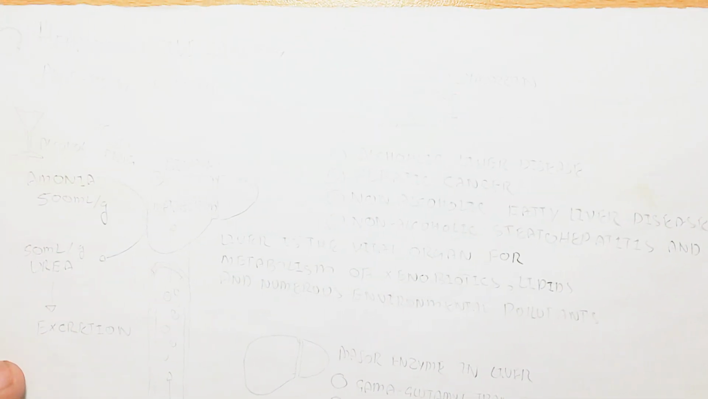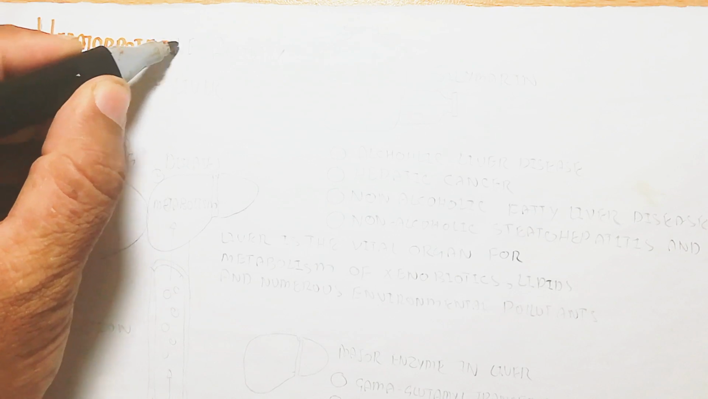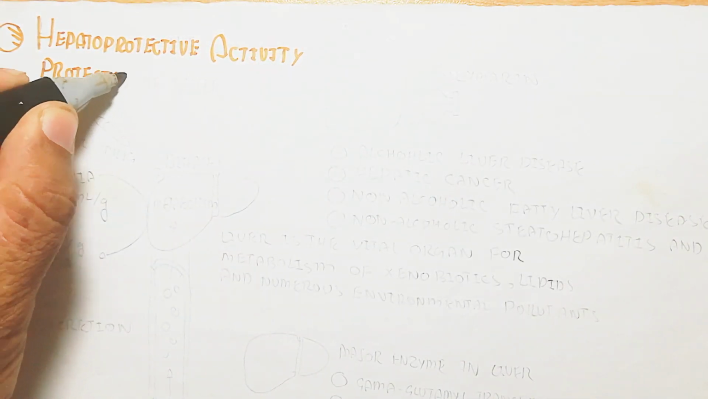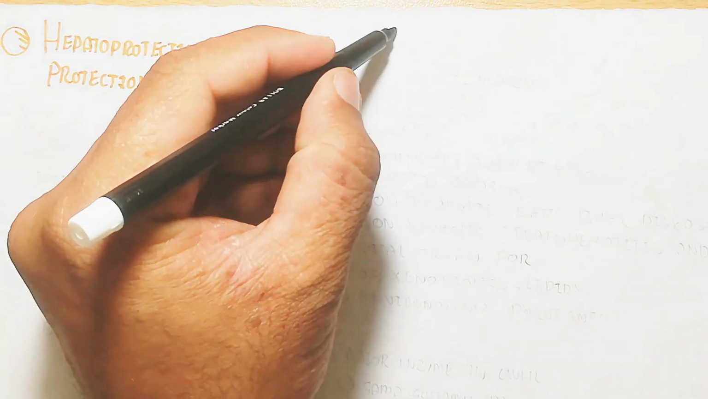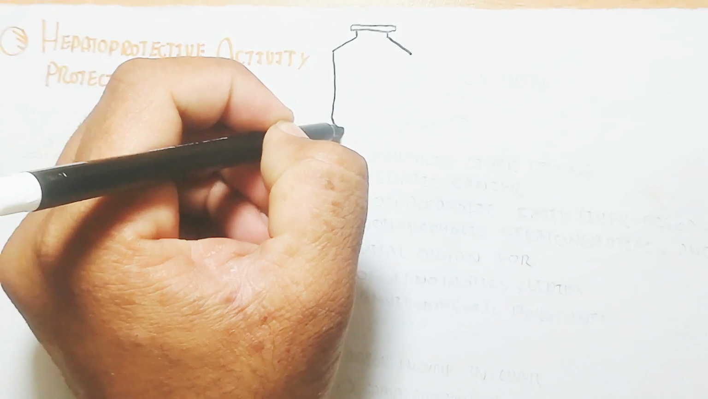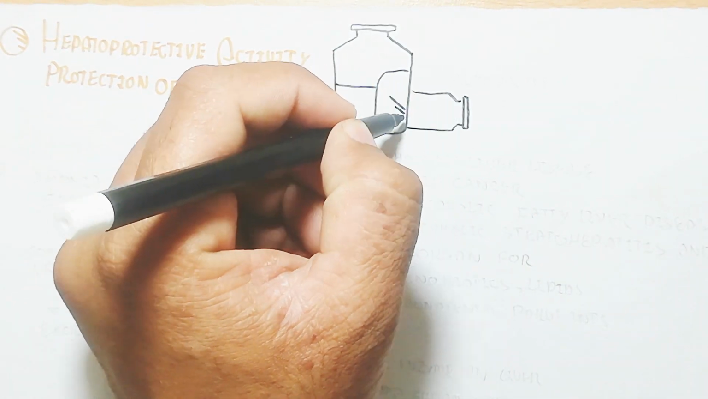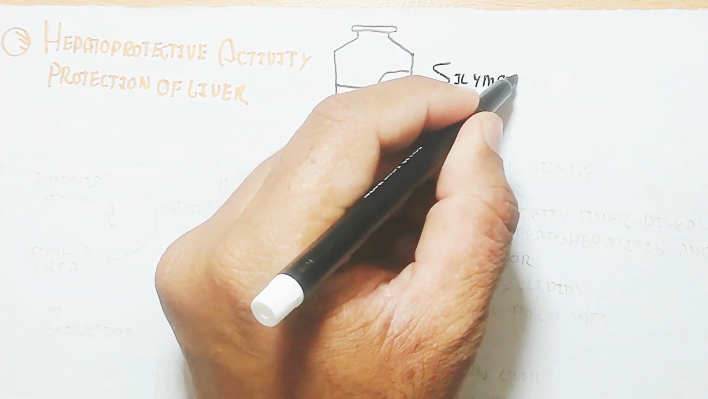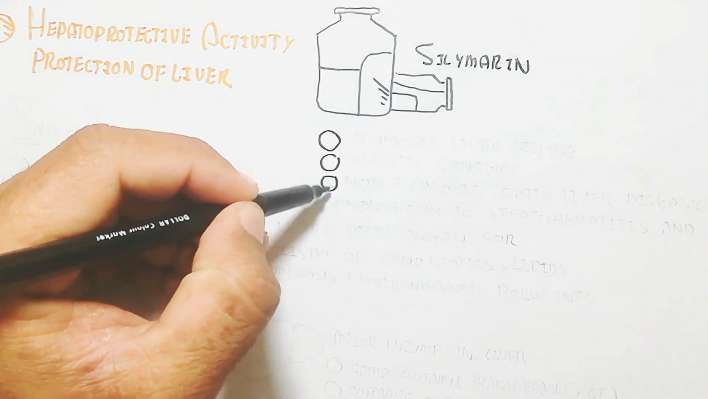Milk thistle's hepatoprotective activity, the protection of the liver: how is it possible? We will understand through the mechanism, with an approach based on the cellular activity of the hepatocyte and its innate and adaptive immune cells. Let's understand silymarin. The benefit of silymarin is very large, and silymarin is a compound of milk thistle.